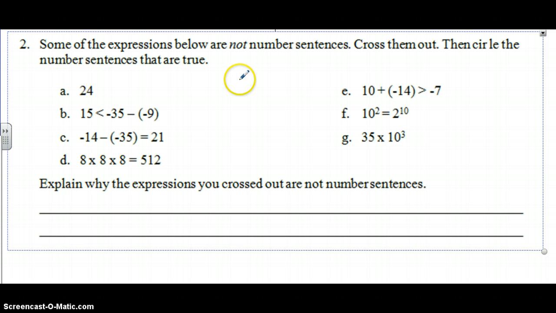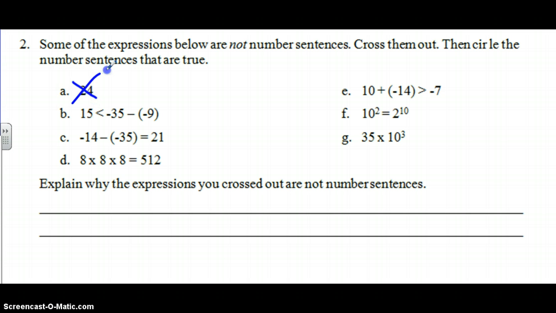Now let's look at number 2. The first direction says to cross out the expressions which are not number sentences. 24 is not a number sentence, and 35 times 10 to the third is not a number sentence.